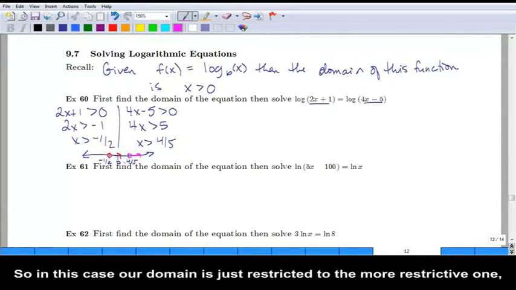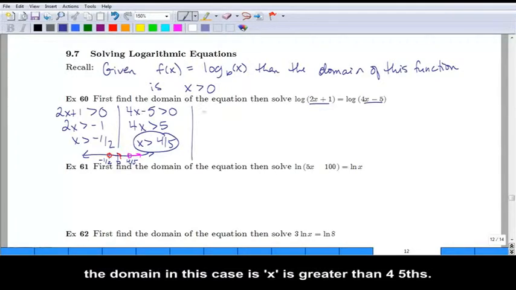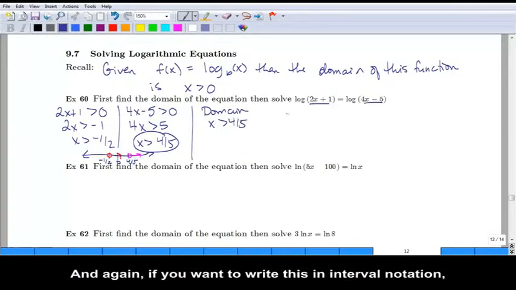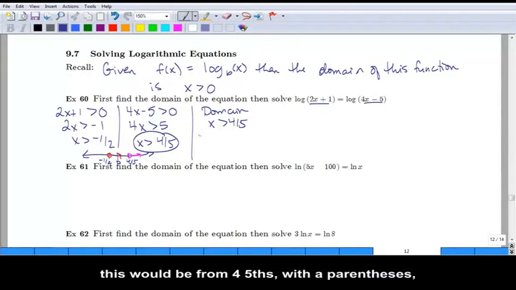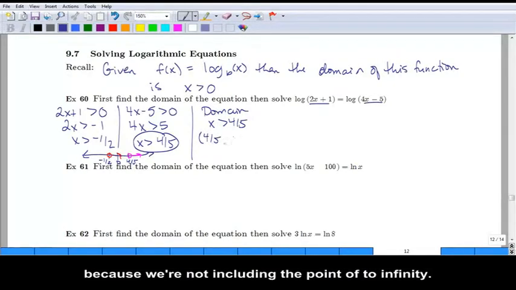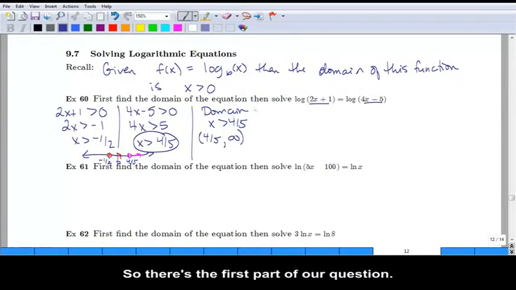So in this case, our domain is just restricted to the more restrictive one. The domain in this case is x is greater than 4/5. And again, if you want to write this in interval notation, this would be from 4/5 with a parentheses because we're not including the point up to infinity. So there's the first part of our question. The second part is to solve these.